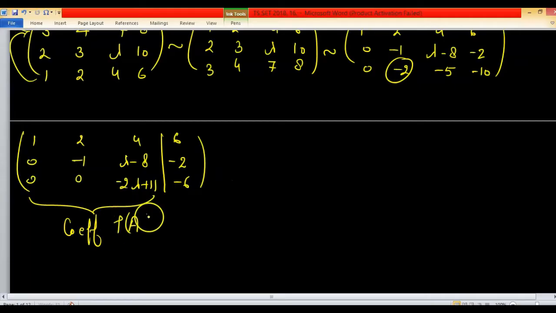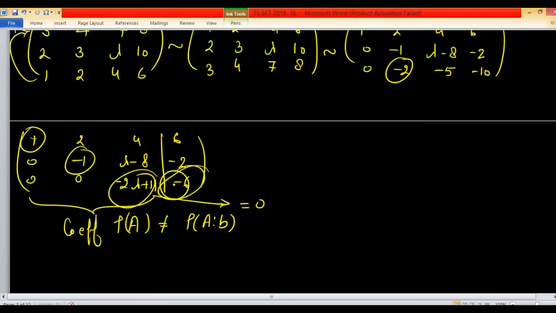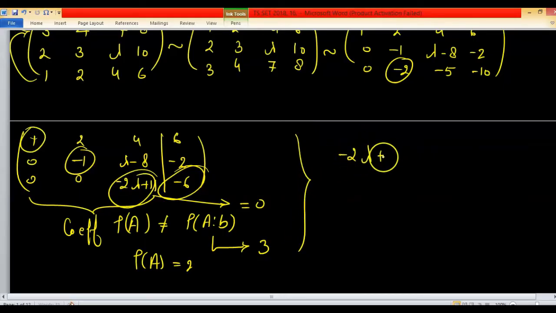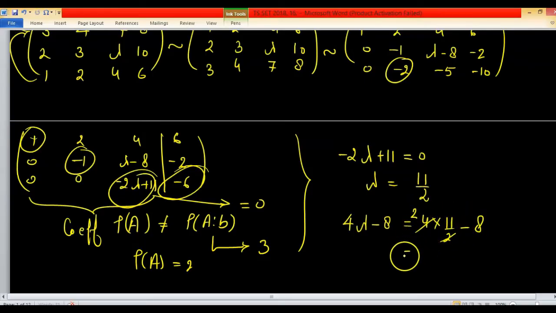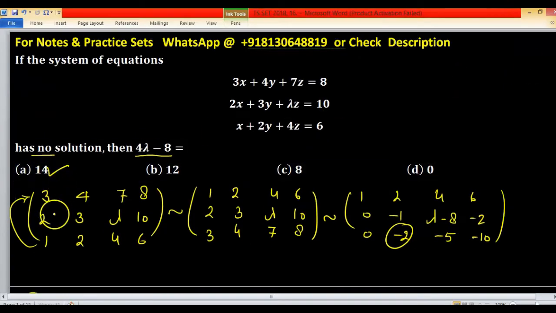For no solution, the rank of the coefficient matrix must not be the same as the rank of the augmented matrix. So this entry should be 0. If this entry is 0, then the augmented matrix has these non-zero rows, meaning the rank of the augmented matrix will be 3 and the rank of the coefficient matrix will be 2. You can easily observe these two are not equal. It means minus 2 lambda plus 11 equals 0. We have lambda equal to 11 upon 2. We have to find the value of 4 lambda minus 8. This will equal 4 times 11 upon 2 minus 8. 4 cancels out by 2 times. So 22 minus 8 equals 14. Now match 14, it is in option A.